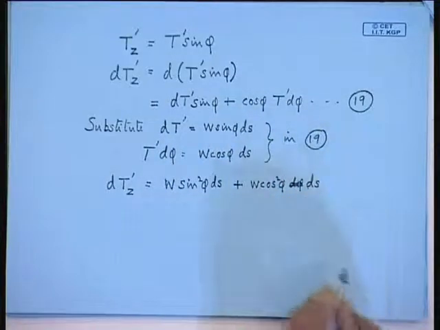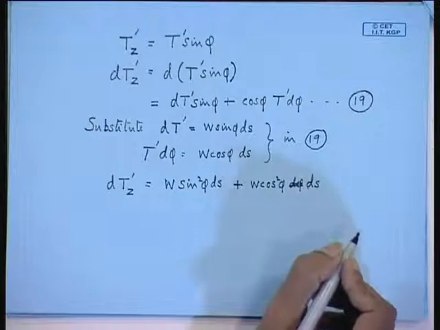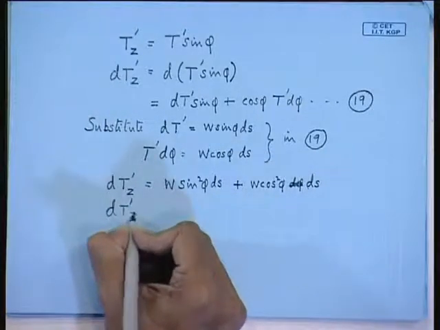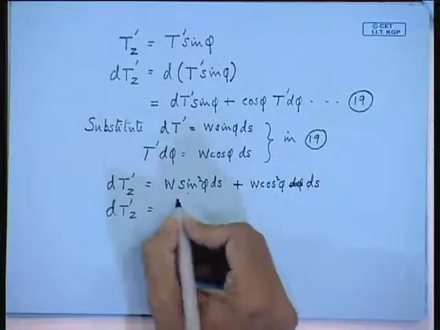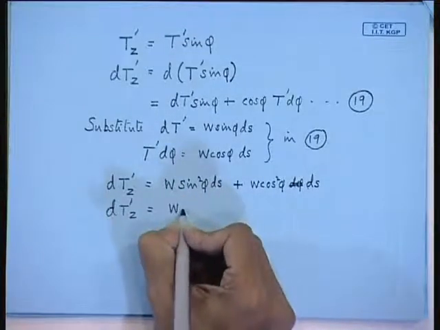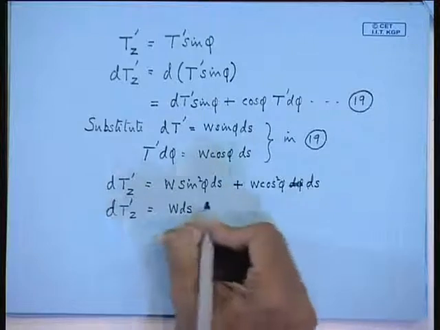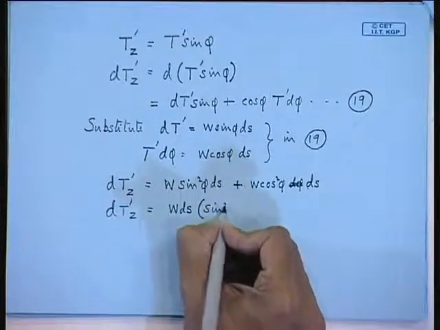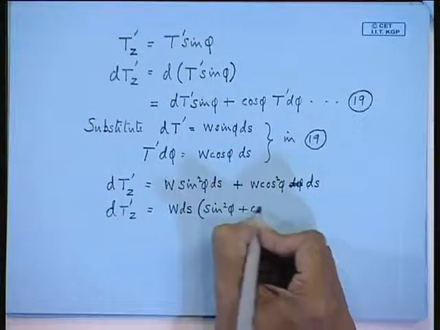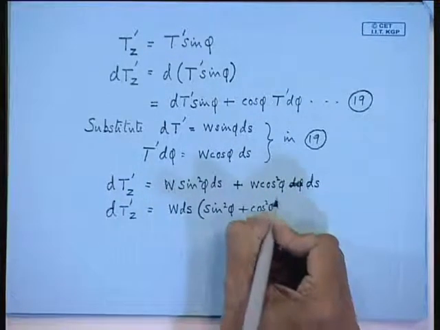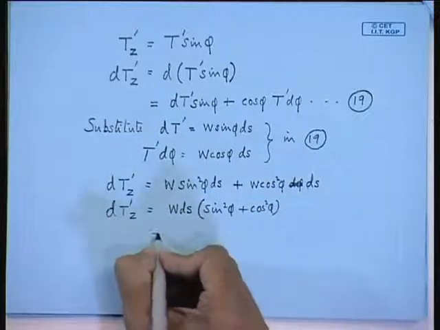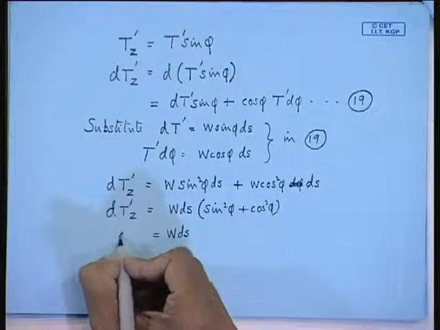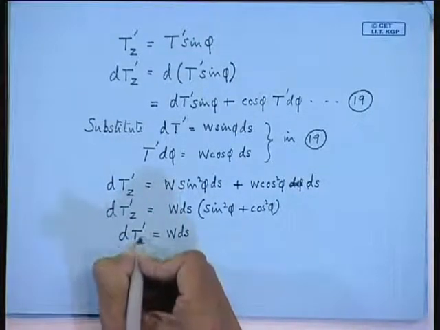So, now you can take out the common factor. So, dt prime z. So, you can take out W ds. So, you get some beautiful equation. So, this is sin square phi plus cos square phi, which is equal to 1. So, we are getting simply this as W multiplied by ds. So, d of T prime z.